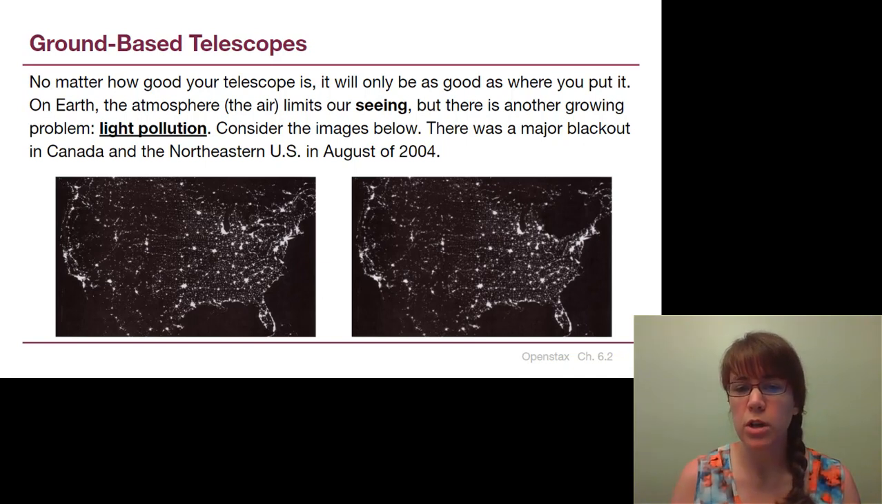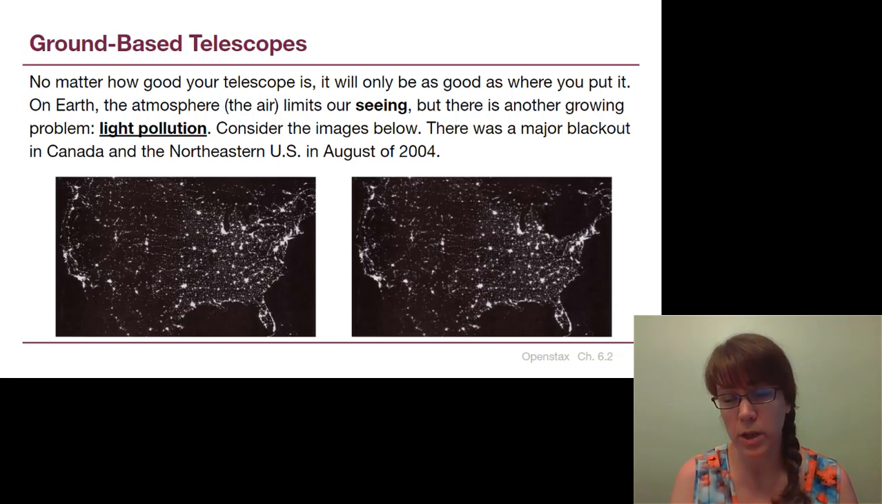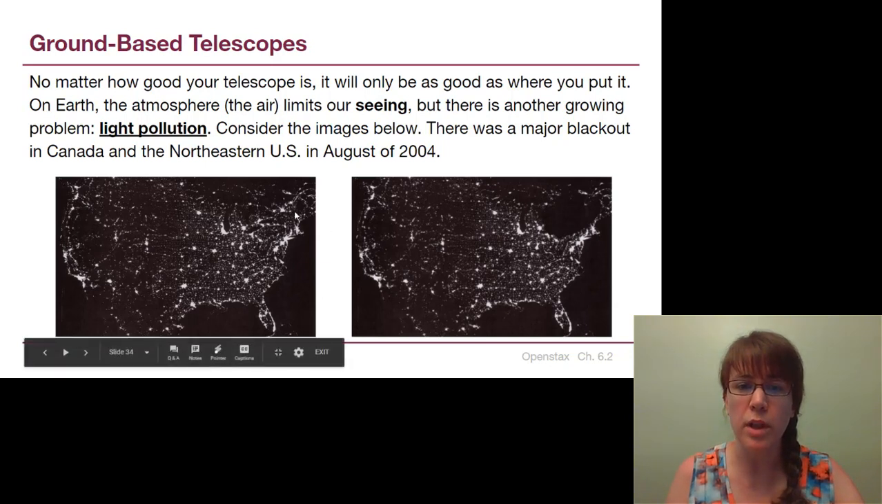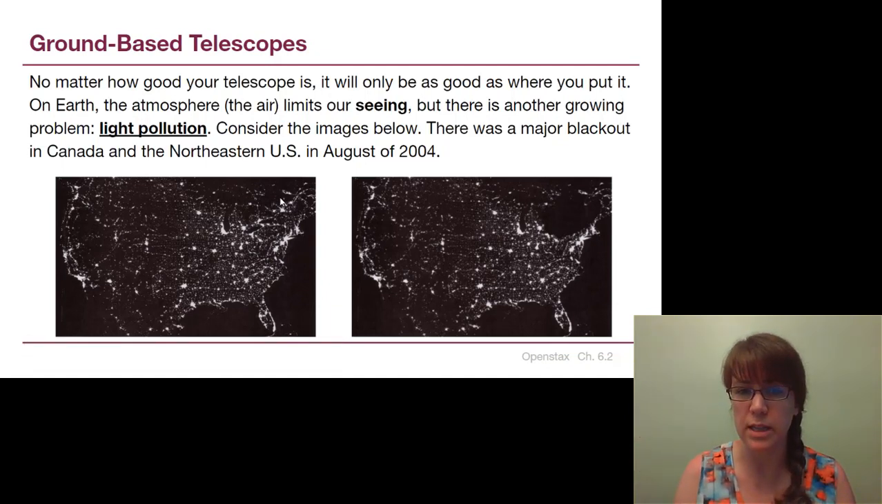Now, the images on our slide here are from the year 2004, where there was a major blackout in Canada and the New England area, so the northeastern United States. On the left, we have what the power grid looked like from space. These are images taken from space at the United States.